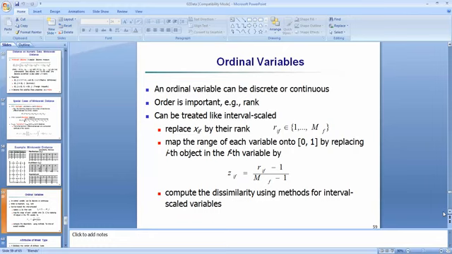So ordinal variables are those variables which have a rank, and they can be continuous or discrete also. So this was all about today's topic, ordinal variables.